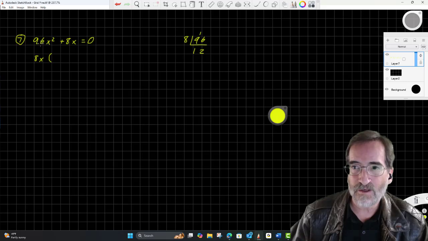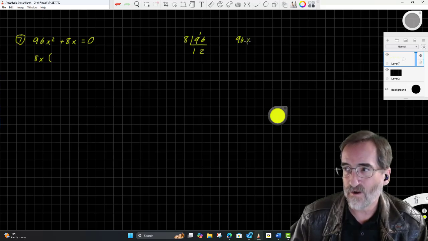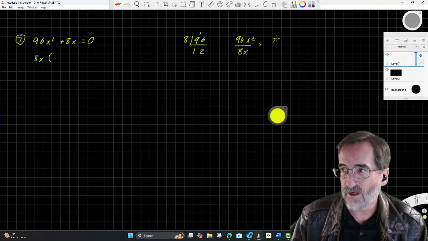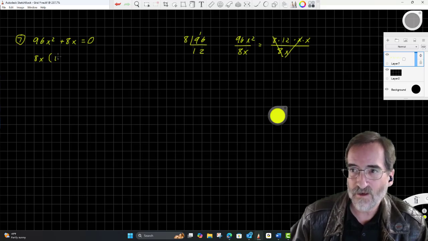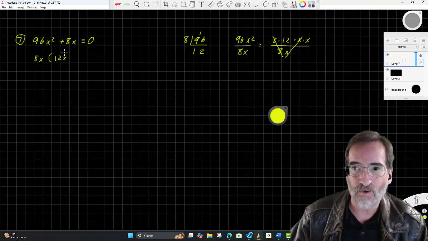And so now I think 96x squared divided by 8x. That is 8 times 12 is 96. X times x is x squared. And canceling with an 8 and with an x, that leaves 12x. Or you can think 2 minus 1 is 1 for the exponent. 96 divided by 8 is 12. Okay, 8x factors out of 8x. All that's left is 1.